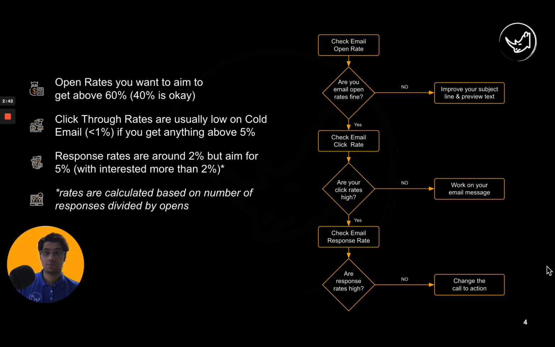Response rates, whether they're interested or not interested, are typically 2%. You want to aim for about a 5% response rate with an interested rate of more than 2%. If you're operating within that space, that means it's successful. And just to be clear, rates are calculated by the number of responses divided by opens, because I know some platforms define it differently. So just so we're all on the same page. Again, a great framework you can utilize right off the bat to optimize some of your campaigns.